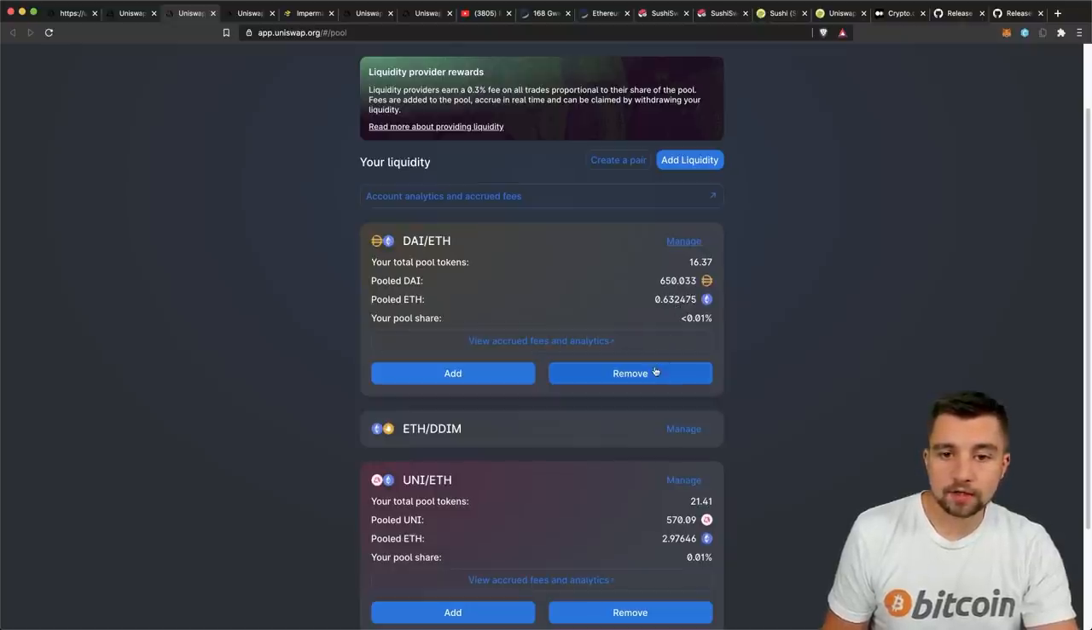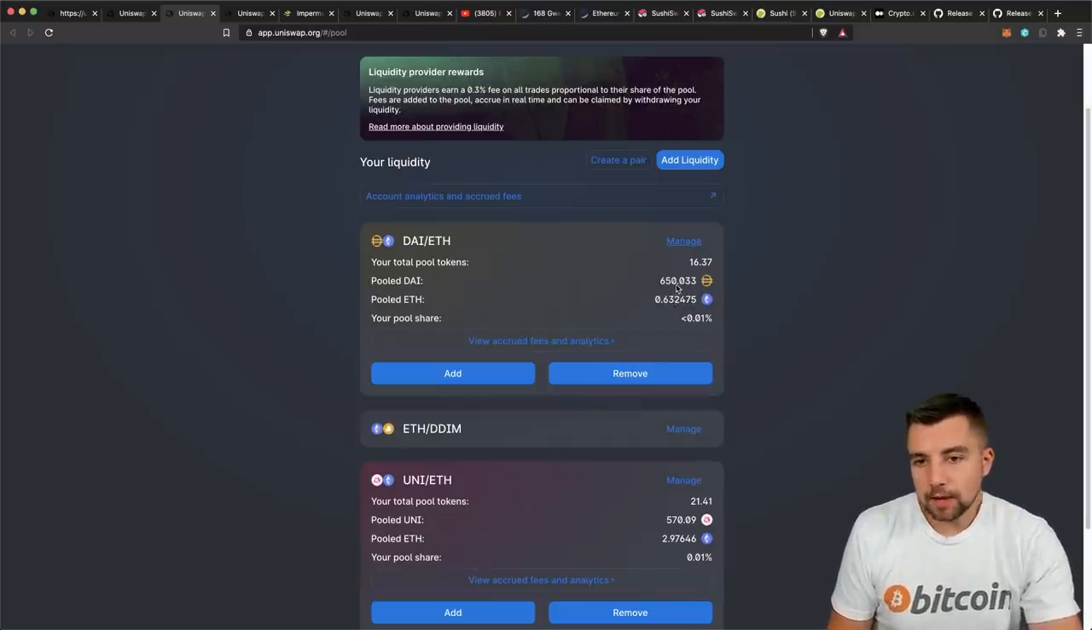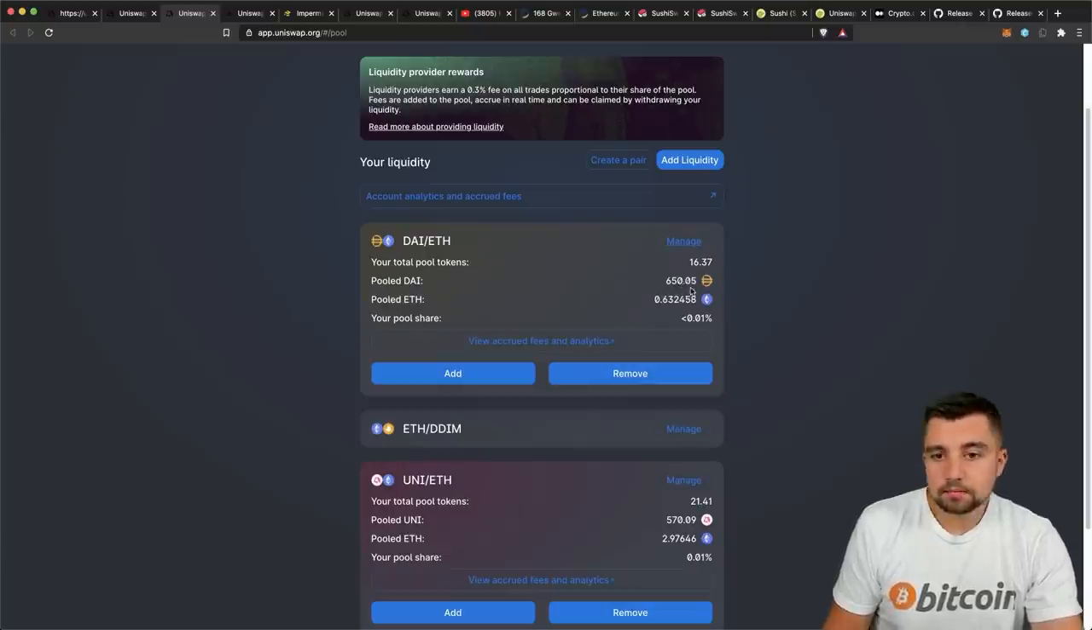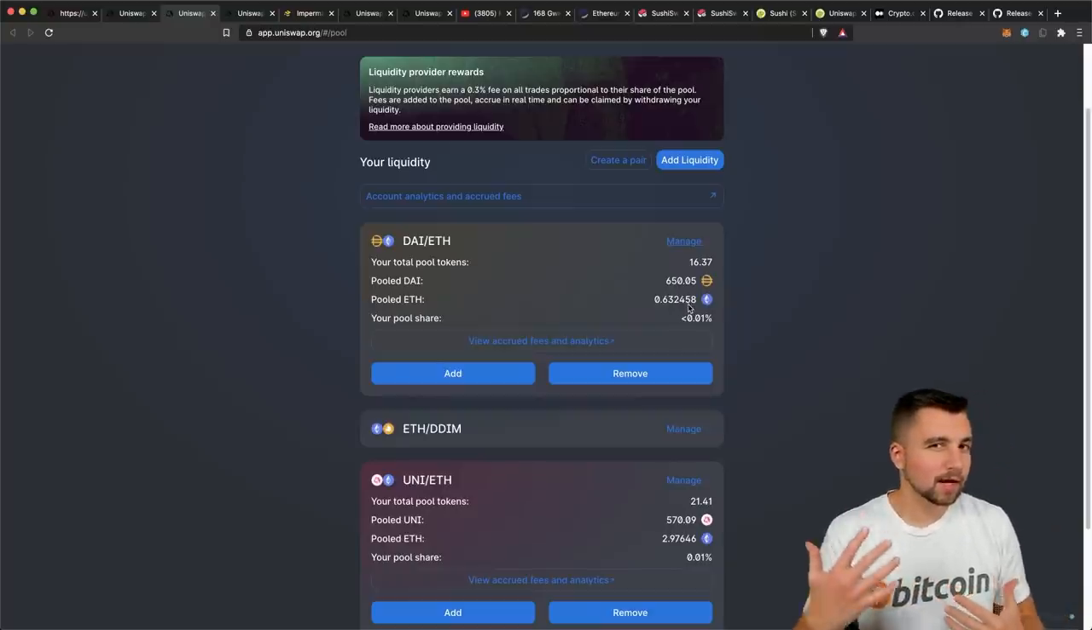I no longer have one Ethereum. If I remove this, I only get 0.63. And you're like, whoa, why would I ever do that? Well, they've compensated me by giving me more DAI. Basically, I put in around $1,200 or something worth of value, and so now I have more DAI to match that value. It's kind of like I'm cashing out as I go.